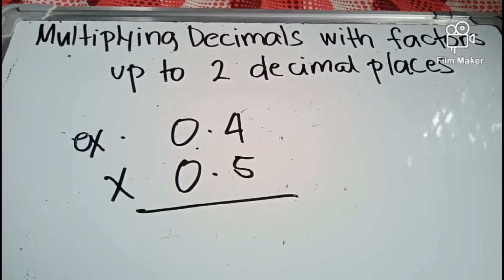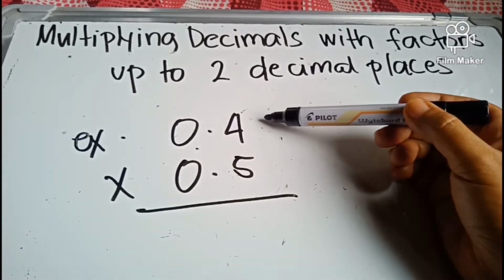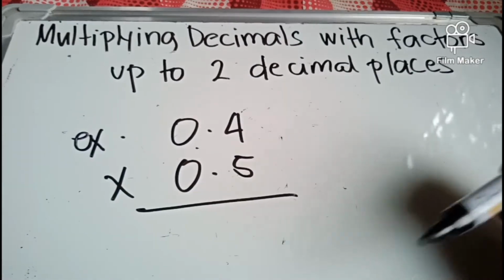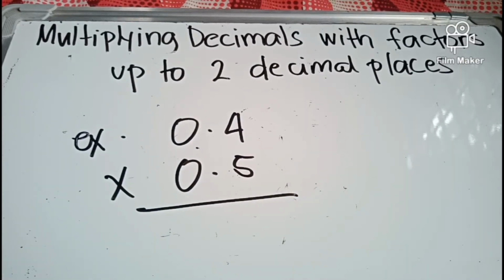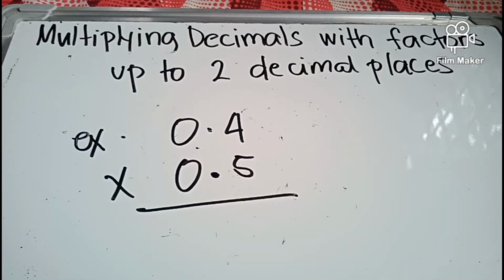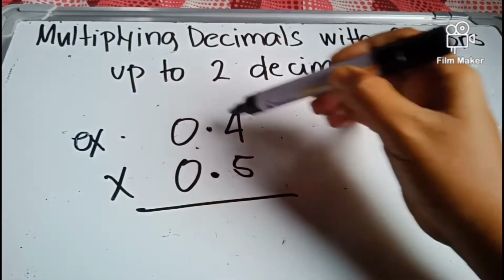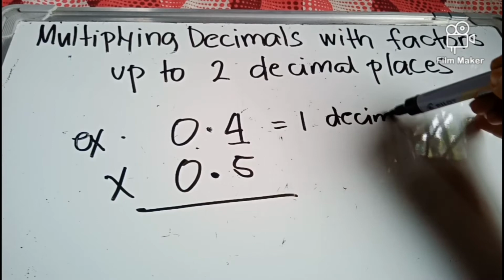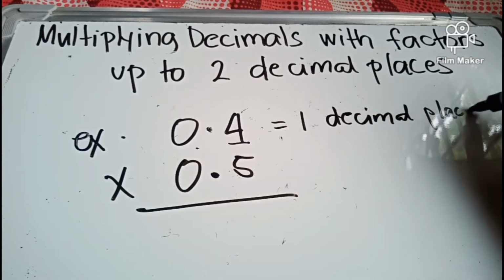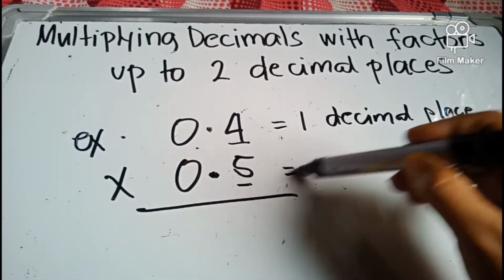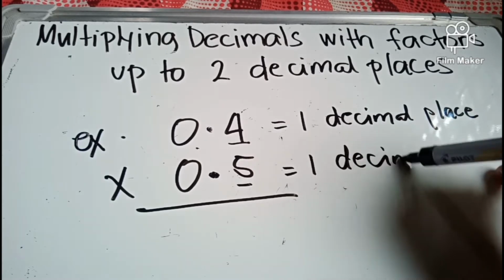So, example, I have here 0.4 multiplied by 0.5. Kung napapansin nyo sa ating factors, pareho itong decimal numbers dahil pareho silang mayroong decimal point. So, bibilangin lang natin yung number of decimal places sa ating factors. From the decimal point, we will count 1. So, meron siyang 1 decimal place. Then, dito din sa baba, ito yung decimal point, we will have 1. So, also 1 decimal place.